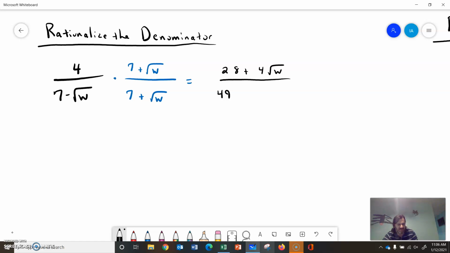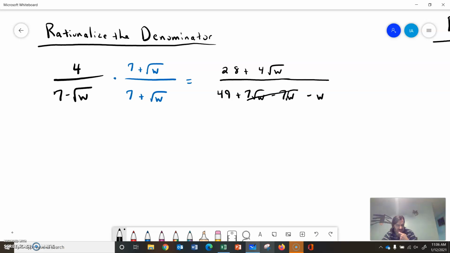Outer will give you 7 square roots of w. Inner will give you minus 7 square roots of w. So those two are going to cancel out. And then last will give you negative square root of w squared, which will just give you negative w.